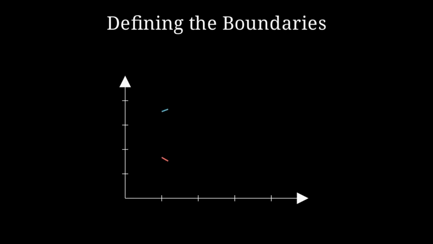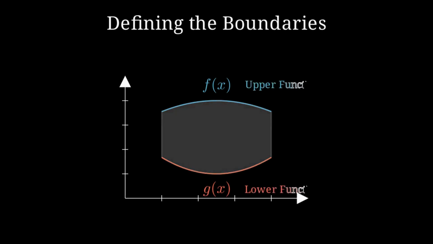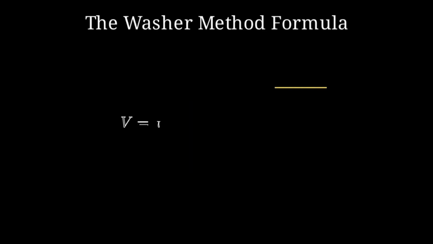To set up our integral, we first identify our boundaries. We typically have an upper function and a lower function. When rotating around a horizontal axis like the x-axis, the function further from the axis becomes our outer radius, while the function closer to the axis becomes our inner radius. This leads us to the formal washer method formula.